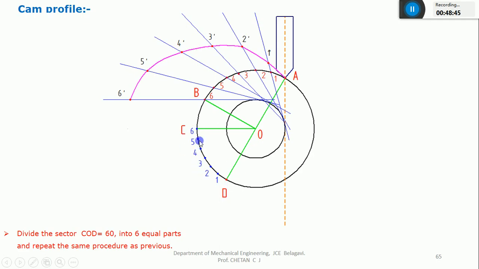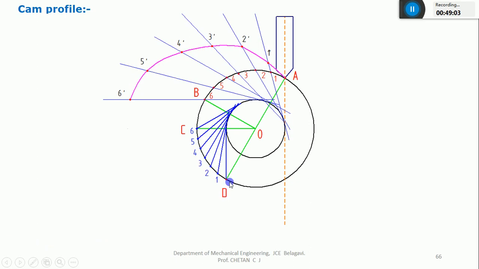Now don't draw the radial lines with respect to the center. Again, whatever you have followed in this step, from point 6 draw a tangent to this offset circle. Again from point 5, draw a tangent to this offset circle. Now you'll get it like this. From these 6 points, you can see the blue color lines which are tangent to this offset circle.